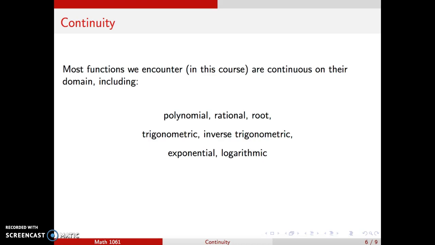Okay, so most of the functions that it turns out we end up encountering, at least in this course, are continuous on their domain, so where they're defined. That includes polynomial functions, rational functions. We saw that before when we talked about limits because we said that the limit equals the function value. We hadn't mentioned continuity yet, but that's exactly how we define continuity. And even more than that, root functions, trig functions, inverse trig functions, exponential, logarithmic functions, all of these.